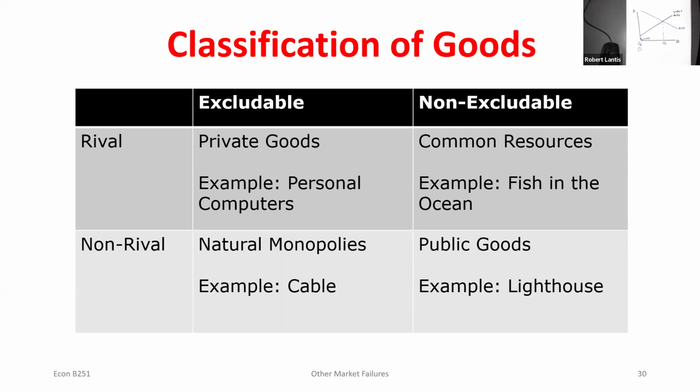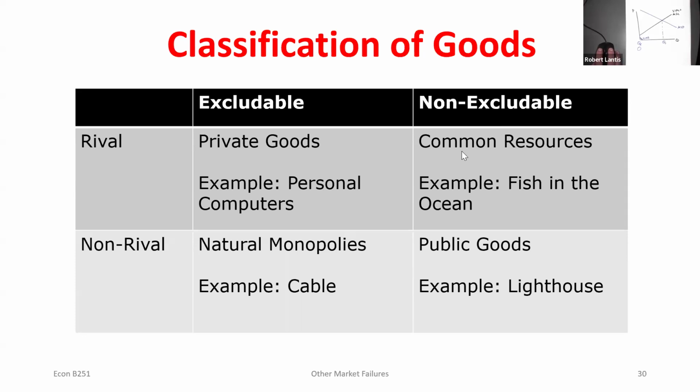So I go up to Lake Monroe. I can catch as many fish as I can, and I don't have to pay to catch fish there. Now it's rival in that once I catch a fish and keep it, nobody else can catch that same fish, or I've decreased the quantity available to other consumers. Okay? So that combination of traits, we would be looking at common resources.